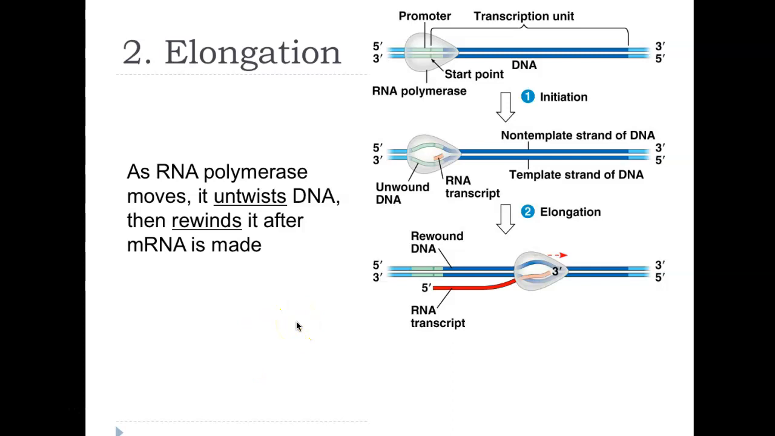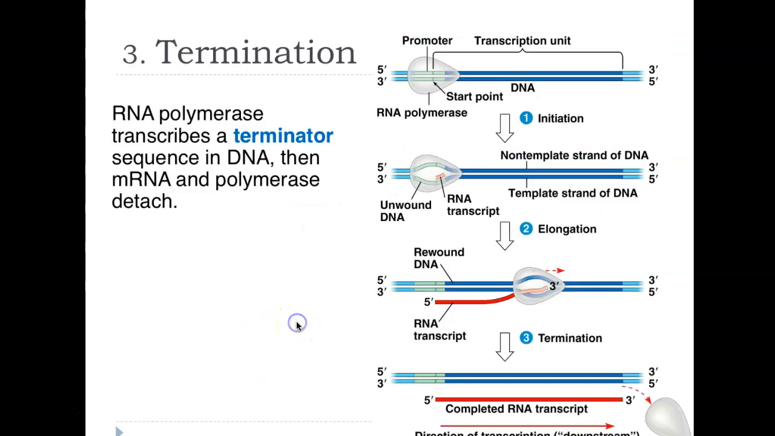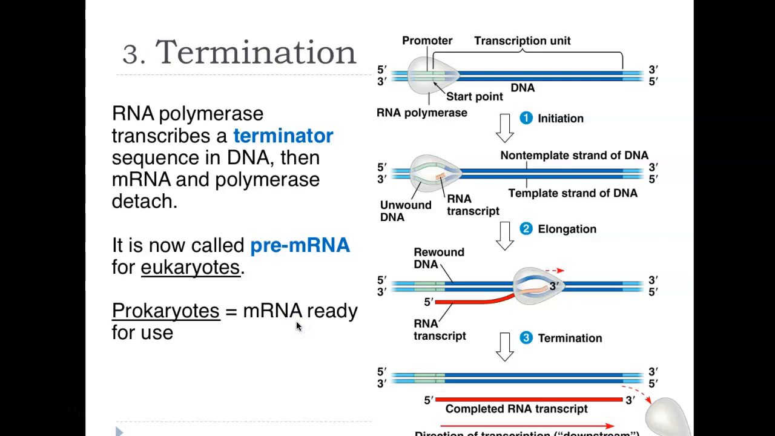RNA polymerase does everything. Last step is termination. RNA polymerase is going to reach a terminator sequence. Then the mRNA and the polymerase both detach. This is the same in both eukaryotes and prokaryotes, except in eukaryotes, this mRNA is not ready yet. It's not ready to leave yet. It's not ready to be translated yet. It's called pre-mRNA in eukaryotes. In prokaryotes, mRNA is ready for use. So that is termination. Pause if you need to.